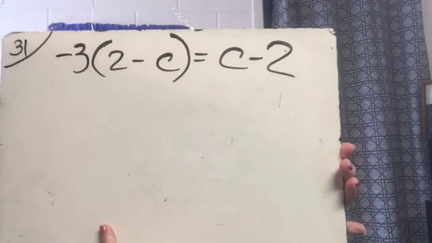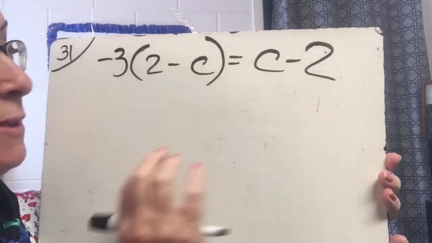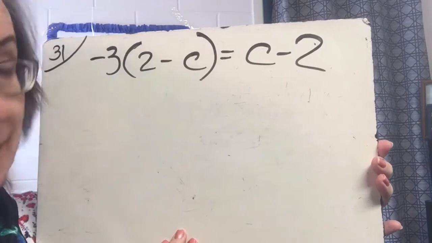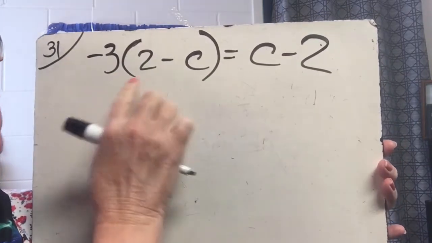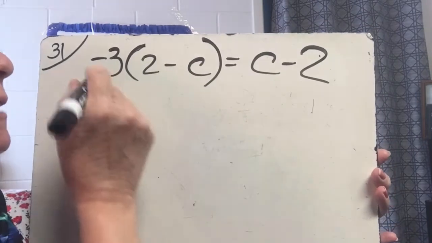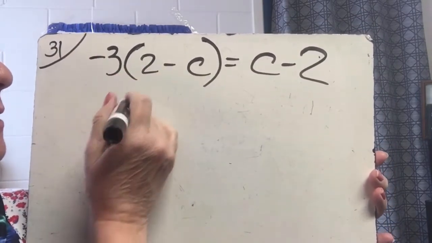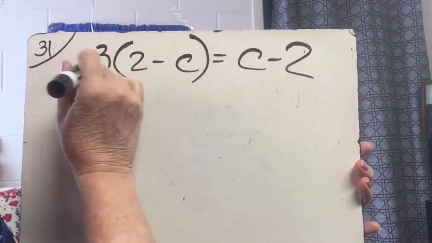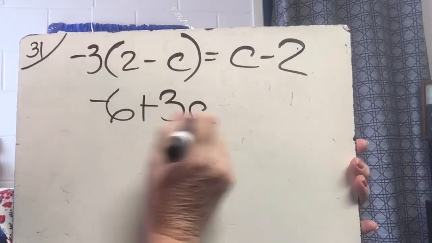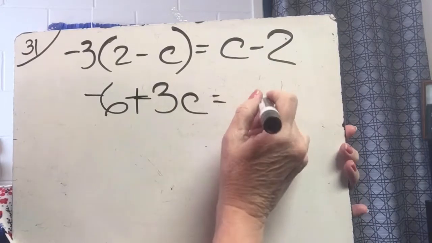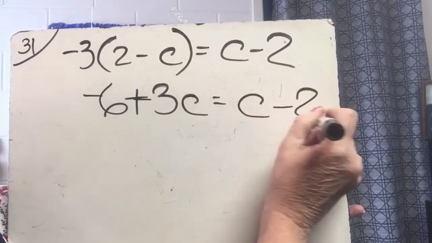All right, so here we have our first practice problem. So copy it down and pause your video. First thing we're going to do is distribute across, aren't we? Negative 3 times 2 is negative 6. Negative 3 times negative c is positive 3c. And over here we have c minus 2.